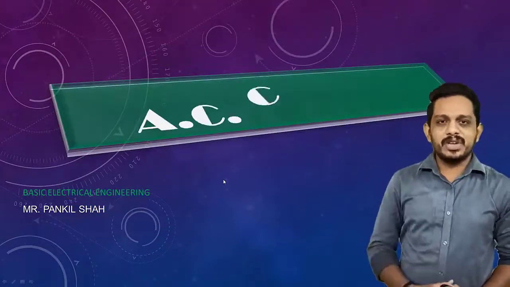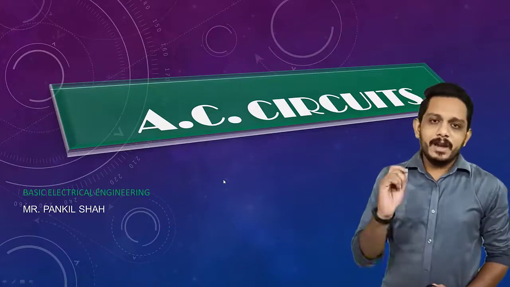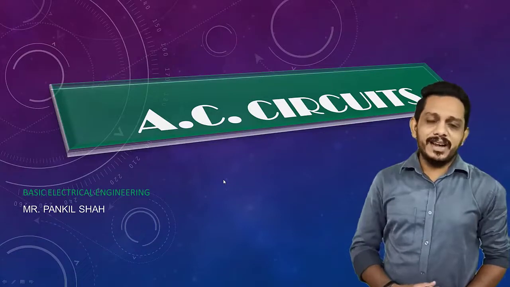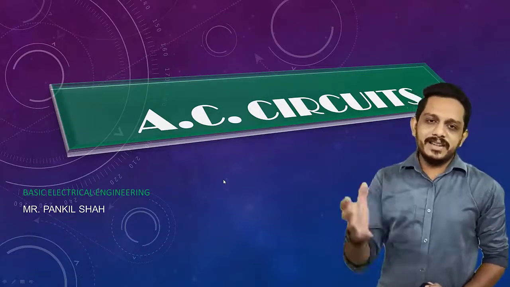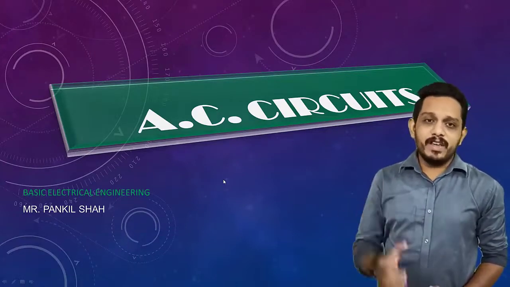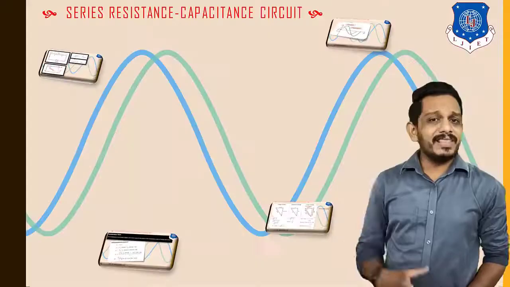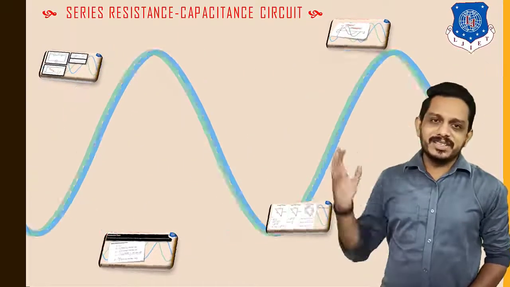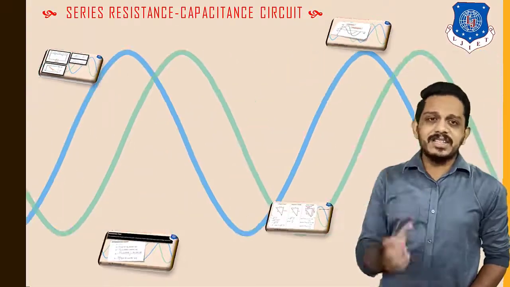In previous videos, you have seen this chapter AC circuits. In the previous video, we have analyzed one series AC circuit, in which a resistor and an inductor were connected in series. In today's video, we are going to study what happens if one resistor and a capacitor are connected in series and the applied source is an AC source. That's why we can say that this is nothing but the analysis of a series RC AC circuit.